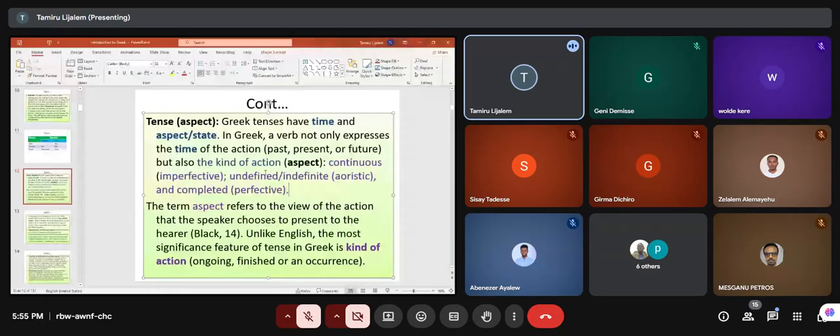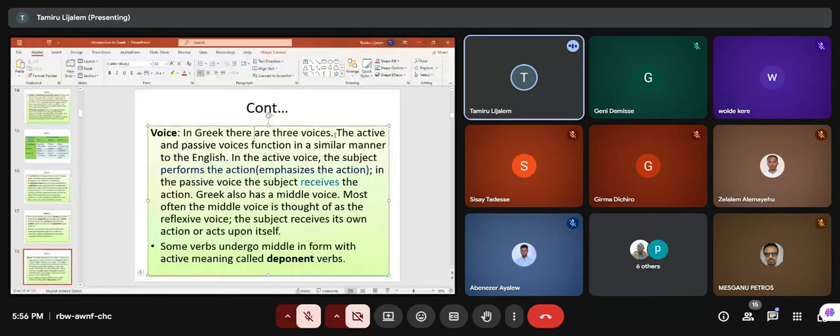This is a revision for you, the Greek one. And the other unique feature of Greek is voice, that I have told you before. Greek adds one extra voice, the middle voice. The active voice, we know that. In active voice, the subject performs the action, while in passive voice the subject receives the action, and the unique one is the middle voice.